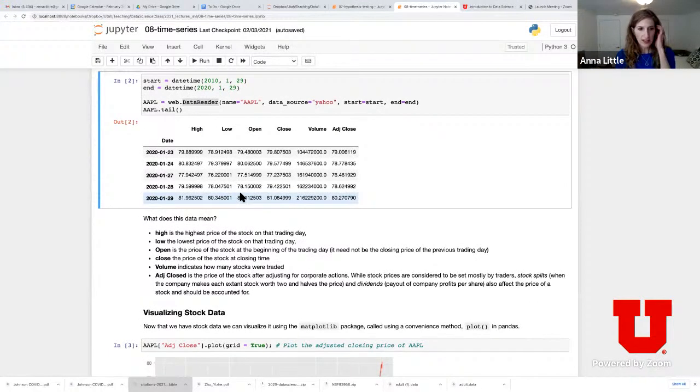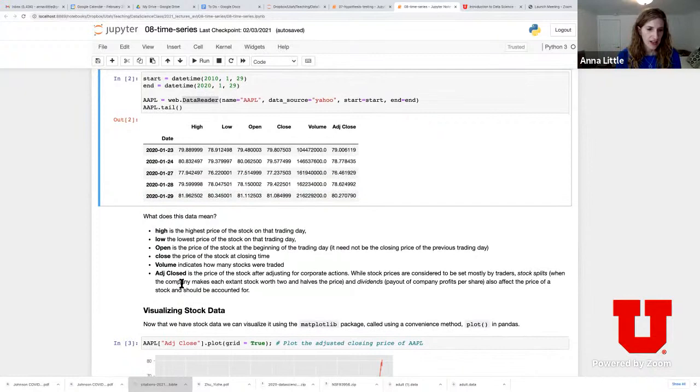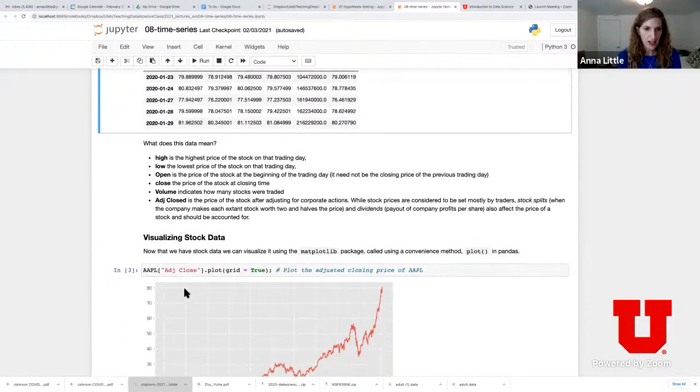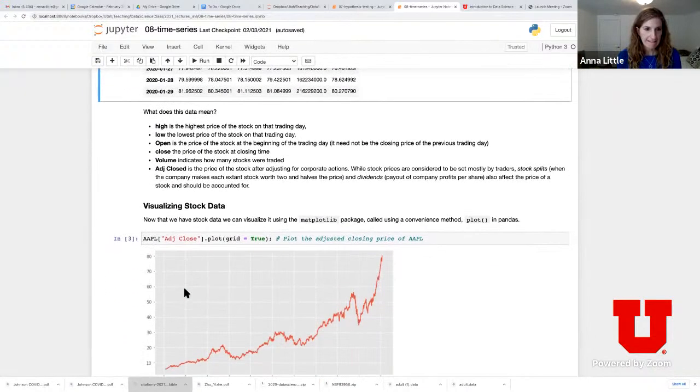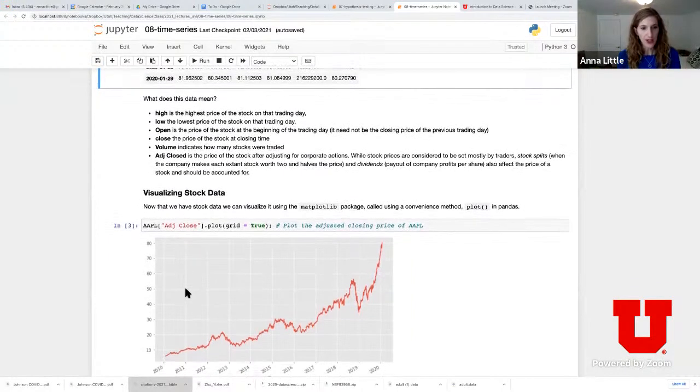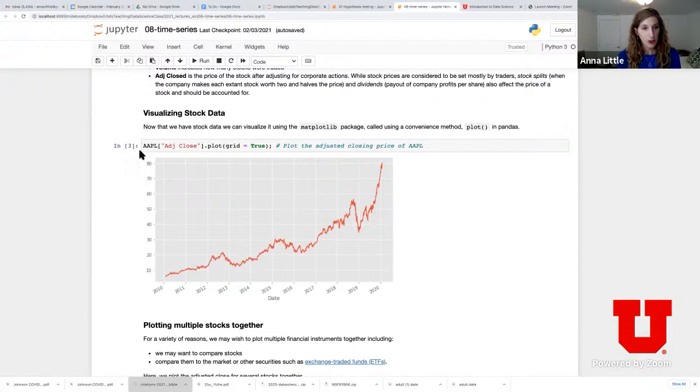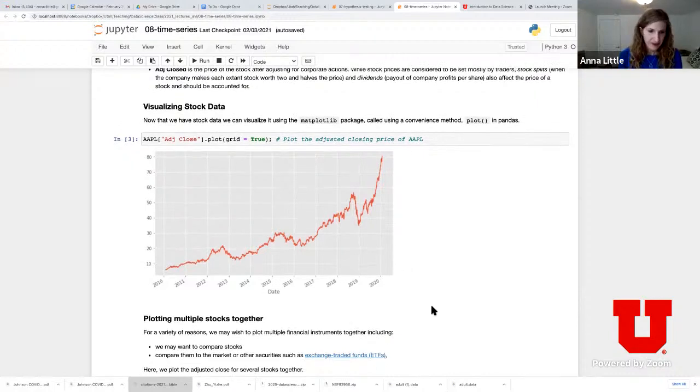Okay, so let's see. I think we went over kind of what these guys are. So let's take a look. We pulled some Apple stock. If we want to visualize it, we can just do a basic plot. So this is a plot of the Apple adjusted close. And we see overall a very positive trend, stock going up in value.